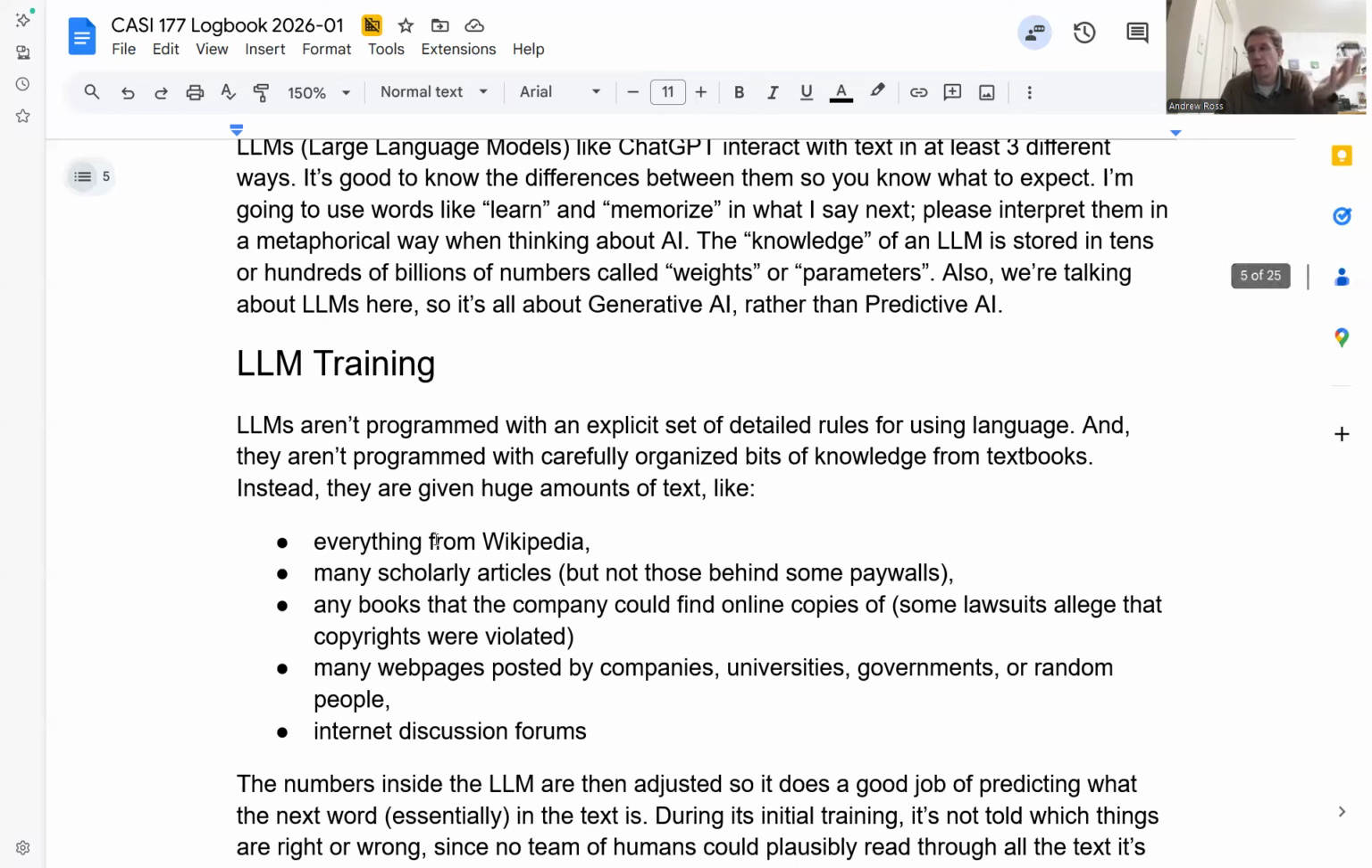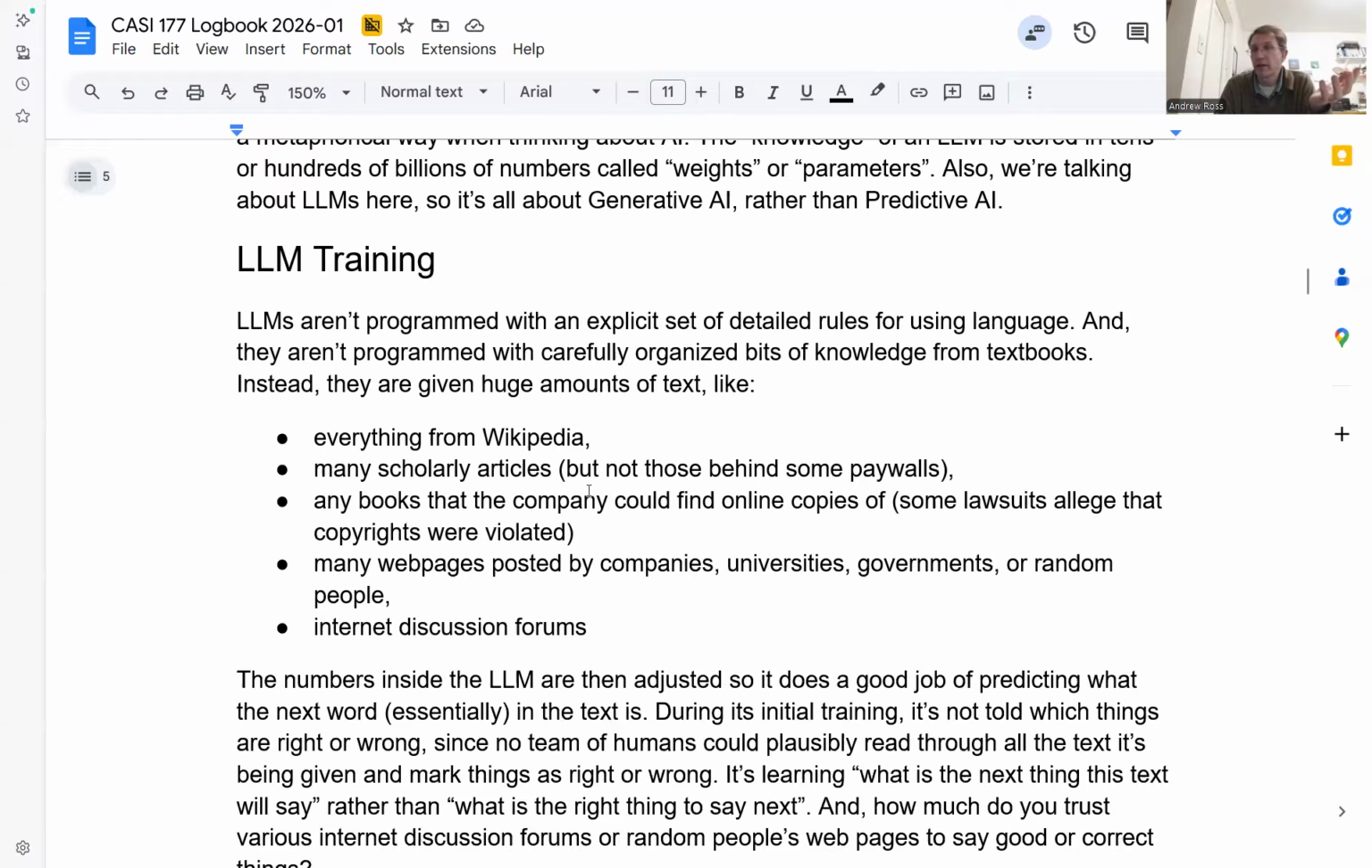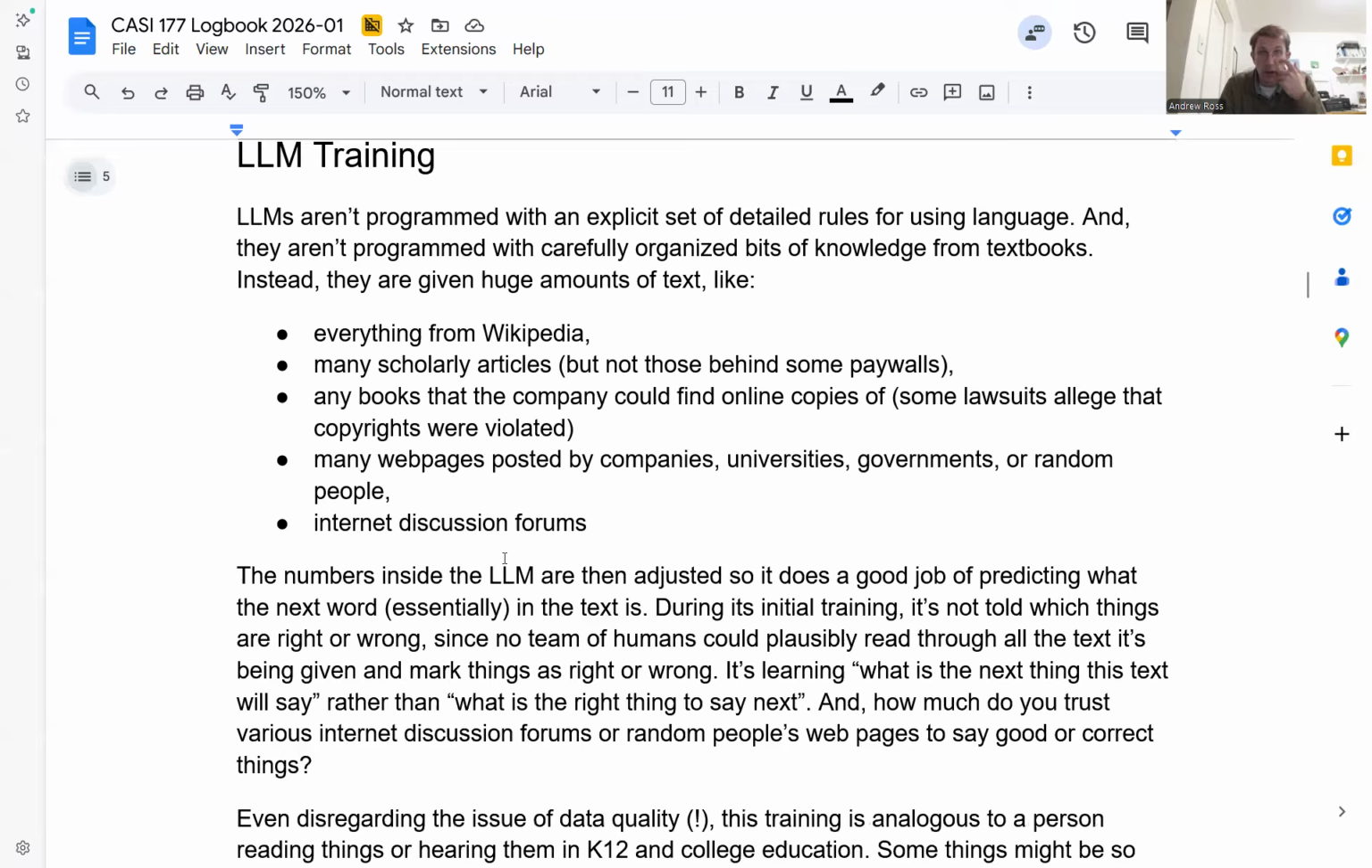So they're given like everything from Wikipedia, a whole bunch of scholarly articles, but probably not those behind some paywalls. Any books that the company could find online copies of, and there are lawsuits out there as to whether various AI training companies violated copyrights. We'll talk about that more later. Basically anything on the internet, a web page that a company made or that a university made or a professor at a university or government made or just random people on the internet, stuff from internet discussion forums. So it's fed into the AI and then into the training for the AI.